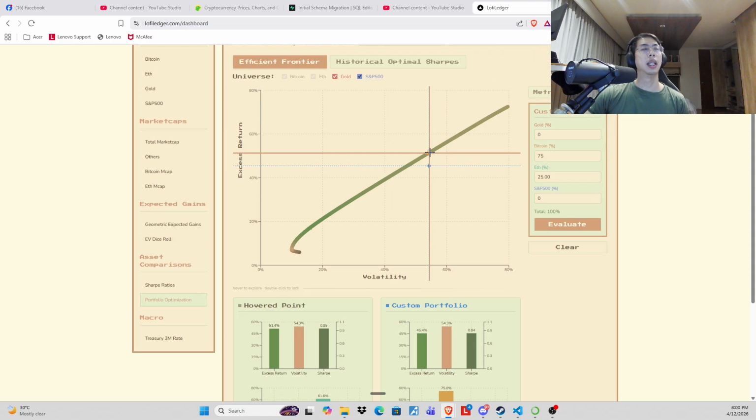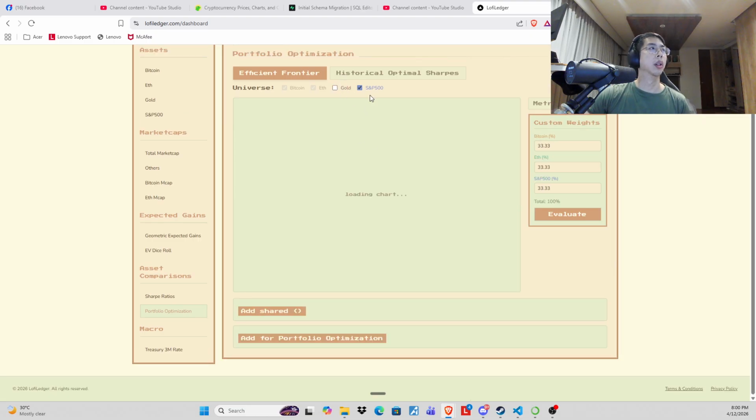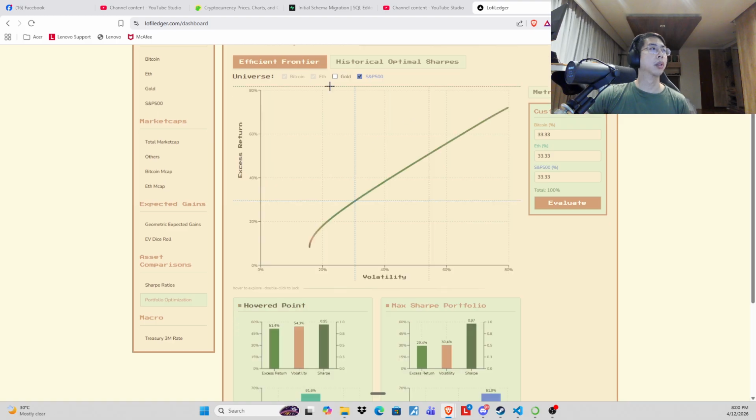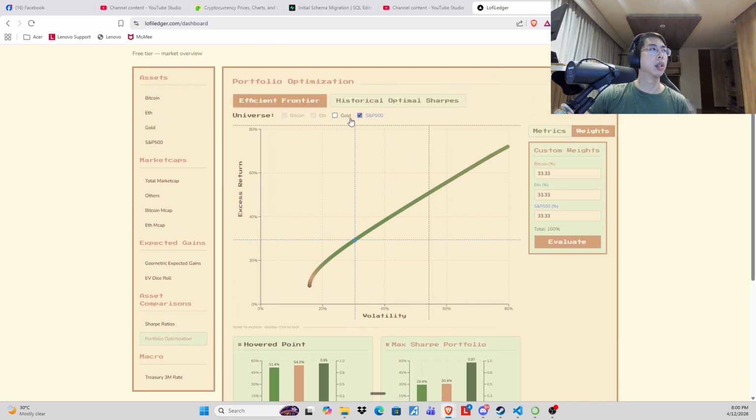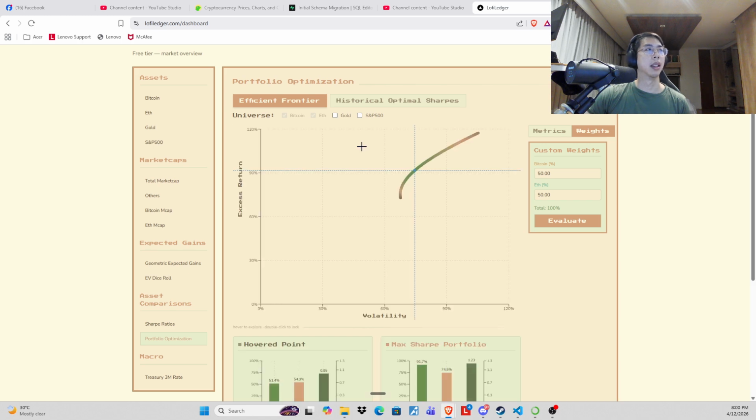So this gives you ideas on how to structure your portfolio. For some people, gold or the S&P is not something that they would consider to be part of their portfolio. So if you don't want gold, then it'll give you a different efficient frontier that does not consider gold. And if you don't want the S&P, and you're only in crypto like Bitcoin and ETH, it'll only give you that.